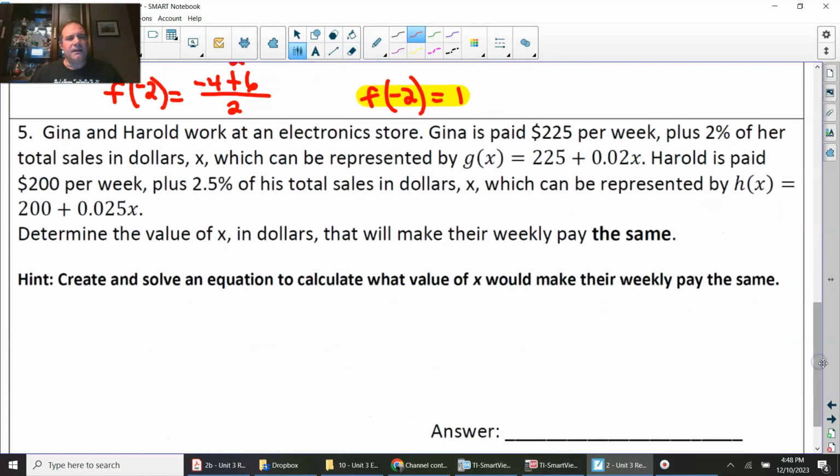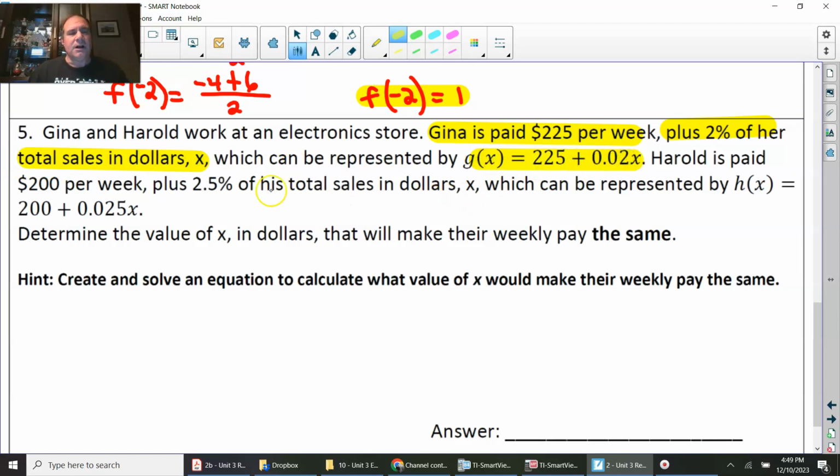Okay, number 5. Gina and Harold. There's a lot of words here. I work in an electronics store. Gina is paid this much plus 2% of our total sales in $X, which can be represented. Oh, they give you the equation.